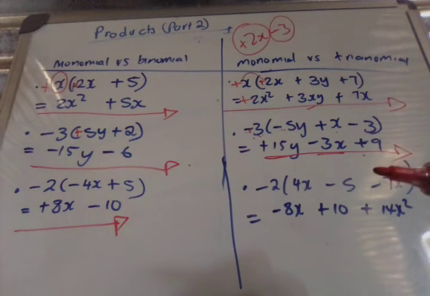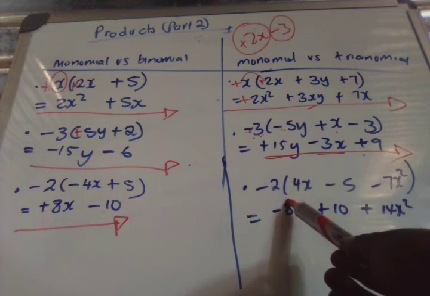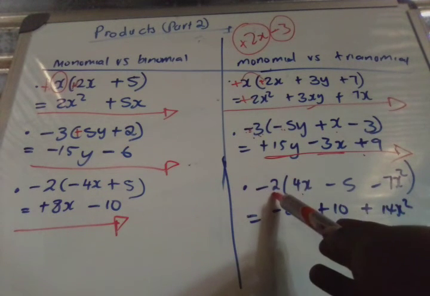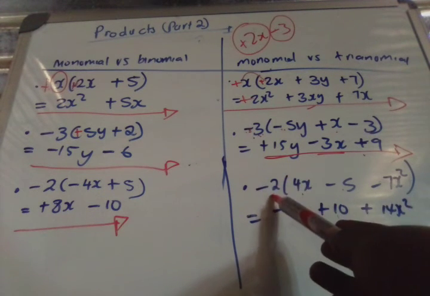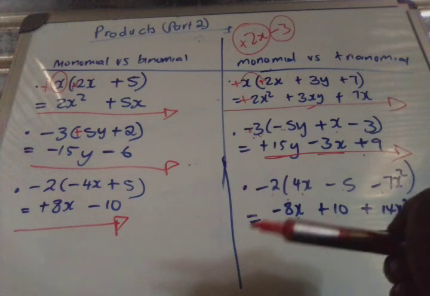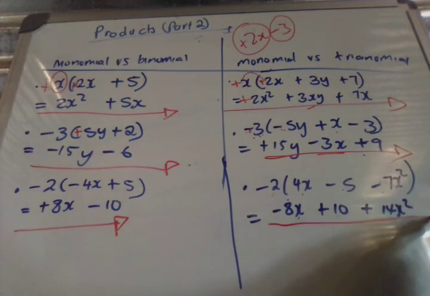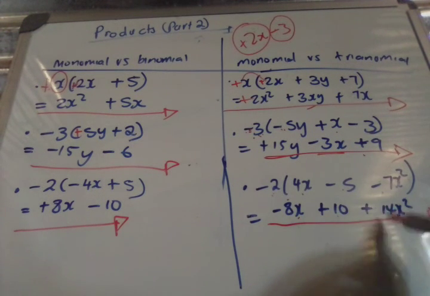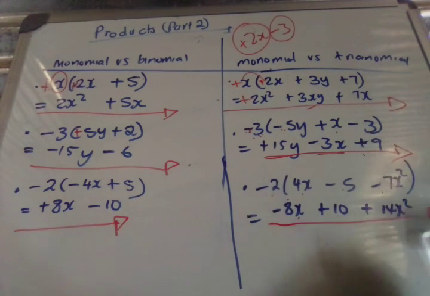Similarly, we'll have the last one, which is the same thing. Negative 2 times 4x is going to be negative 8x. Negative 2 times negative 5 is going to be 10. Negative 2 times negative 7x squared is going to be positive 14x squared. So even here, this is going to be our final answer, because there are no like terms. So this is basically how we do monomials and binomials, and monomials and trinomials.